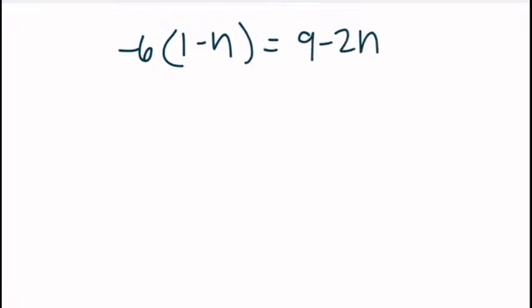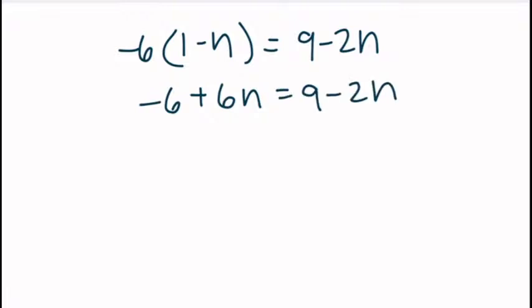Next up, we have negative 6 times 1 minus n equals 9 minus 2n. So distributive property, again, we distribute the negative 6 to get negative 6 plus 6n equals 9 minus 2n. And now we're going to move over the negative 2n to the left side to make it positive. So we get negative 6 plus 8n equals 9.